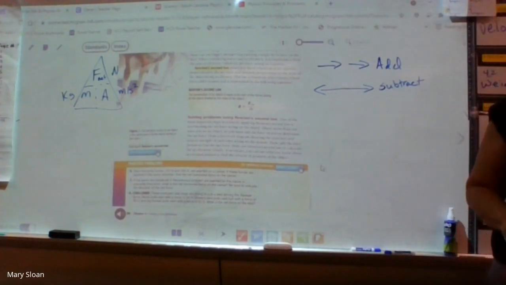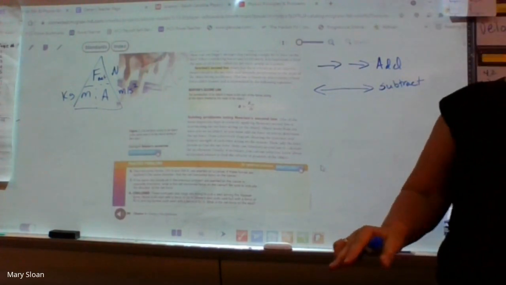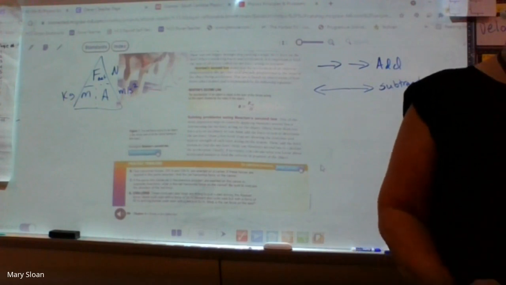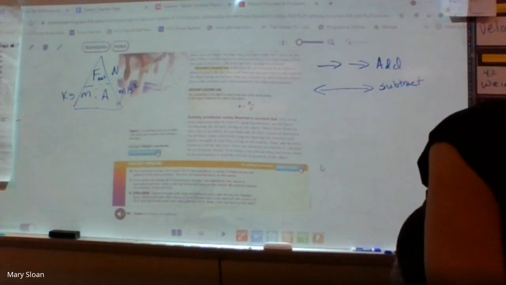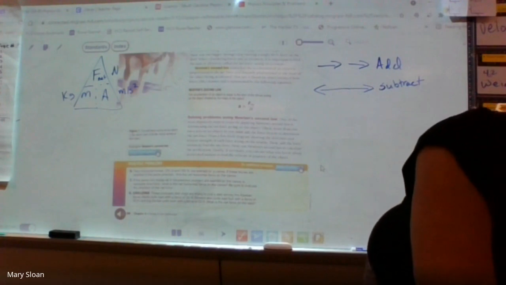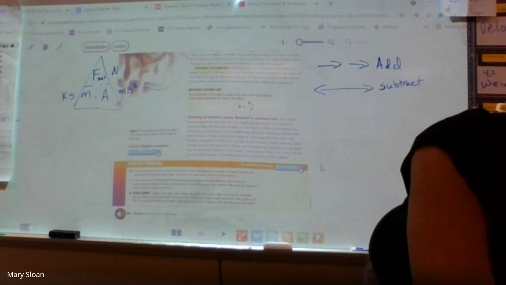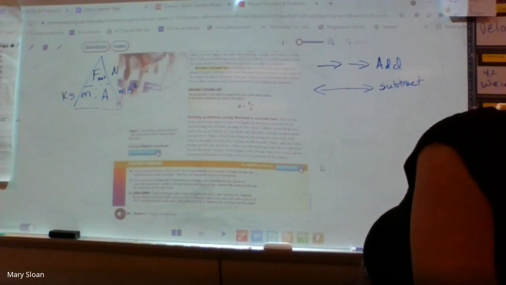Okay, so let's look at the practice problem on the bottom of that page. Are we ready? We got this. Come on. So it says two horizontal forces, 225 newtons and 165 newtons, are exerted on a canoe. The forces are applied in the same direction. Find the net horizontal force on the canoe. So what are we going to draw here?